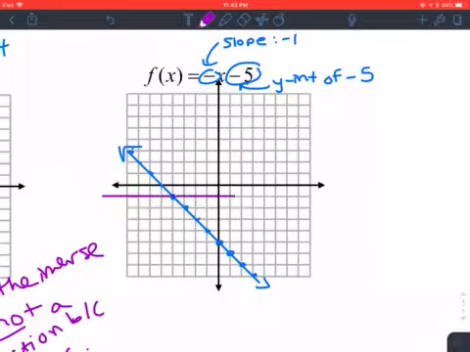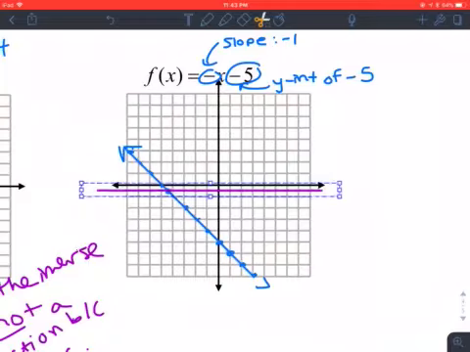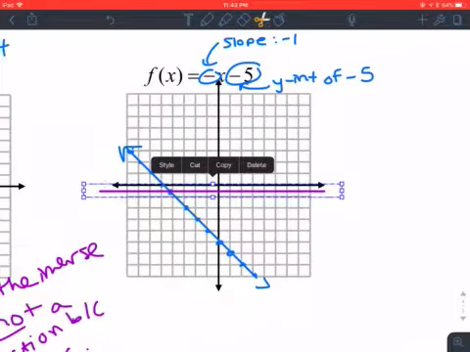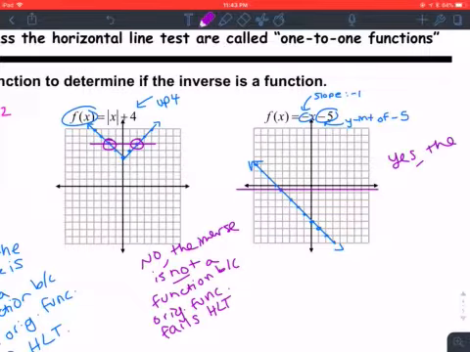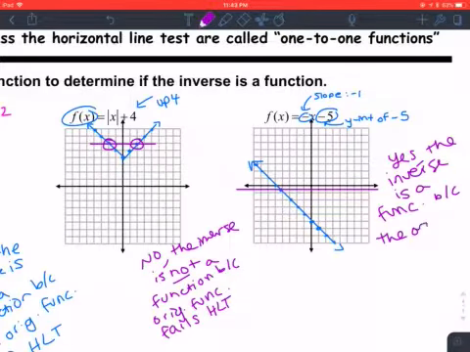Right, and then a horizontal line. If I take that line and I move it up and down, it's not going to ever cross twice. So the answer is yes. The inverse is a function, because the original passes the horizontal line test. So we're really checking to see that y doesn't repeat. Because in order for it to be a function, your x's can't repeat. When you have your inverse, you switch x and y. So that's why we're looking for y's repeating.